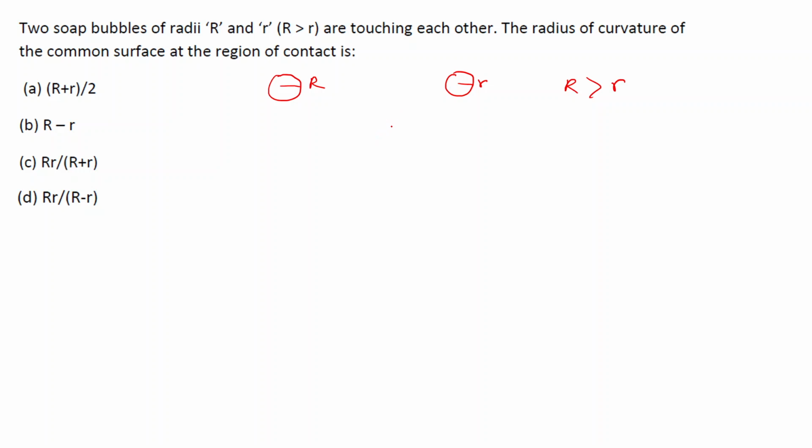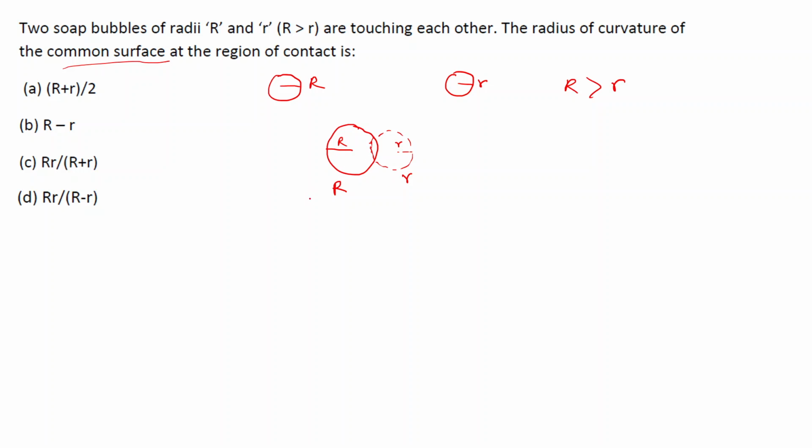We have been told they are touching each other. The radius of curvature of the common surface at the region of contact is, so at the region of contact, again it's similar, we can understand. Say this is the capital one, this is the small one, and we would need to find out the common surface. What is the radius of curvature of the common surface? What will be the radius of this common surface?